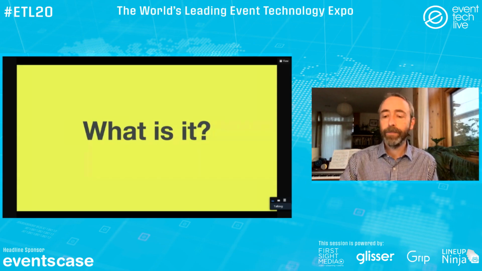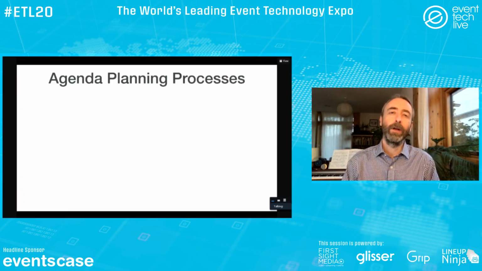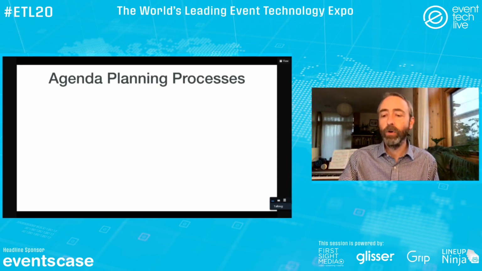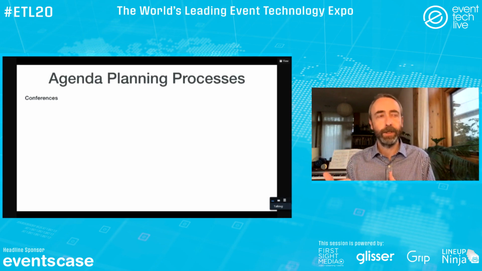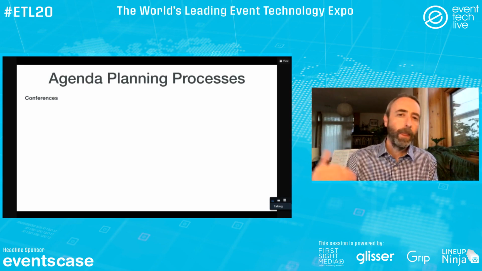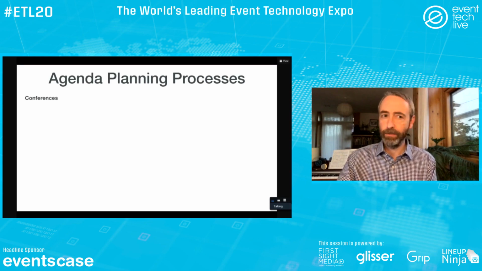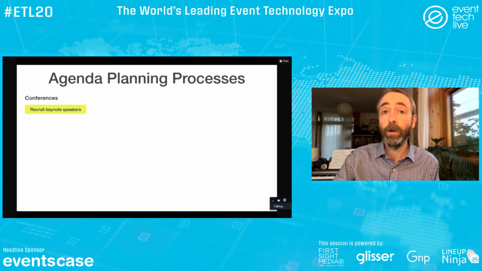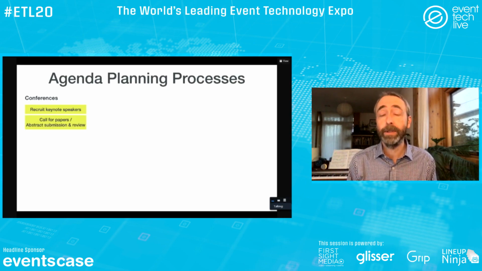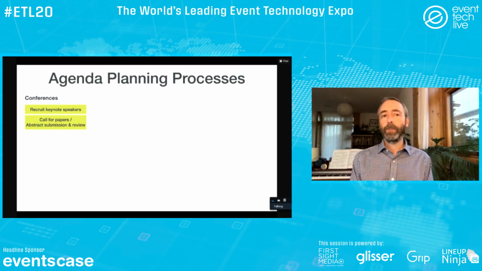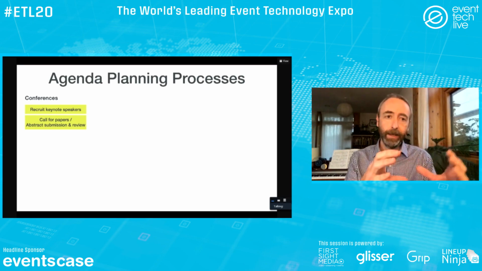What is it? Now, to understand that, we need to have a bit of a simplified view of the traditional agenda planning processes. And when I say agenda planning, I mean gathering and organizing all the content for events like conferences and exhibitions. So typically for a conference, the process will be something like recruiting your keynote speakers, and often in parallel with that will be a call for papers, sometimes called abstract submission and review. And that's all going on at the beginning of the process.